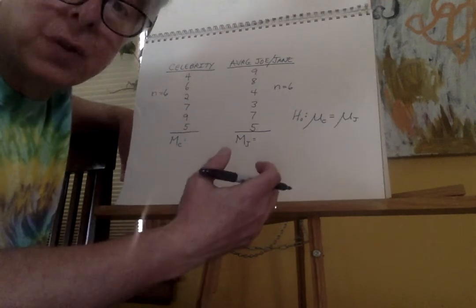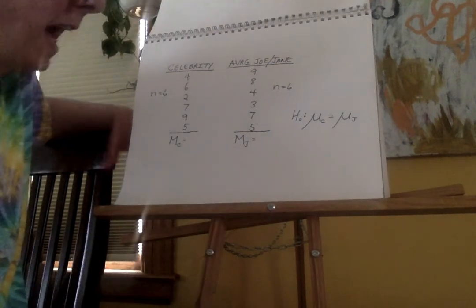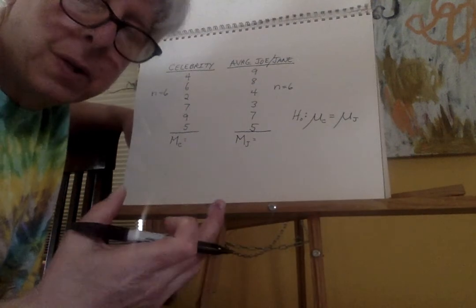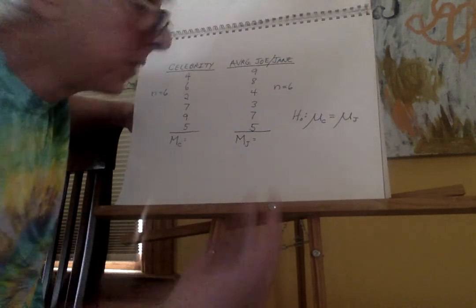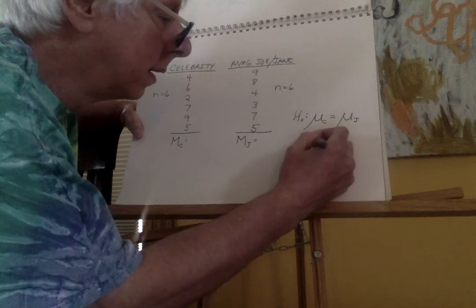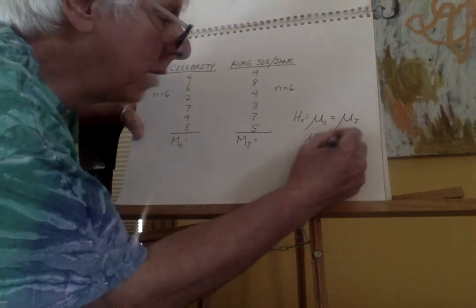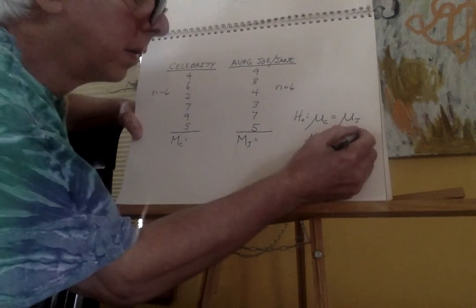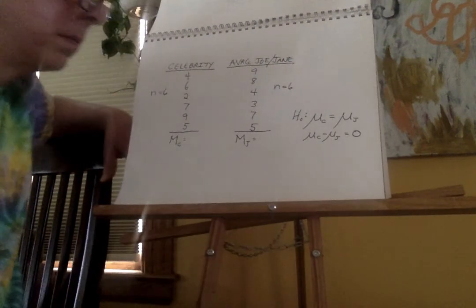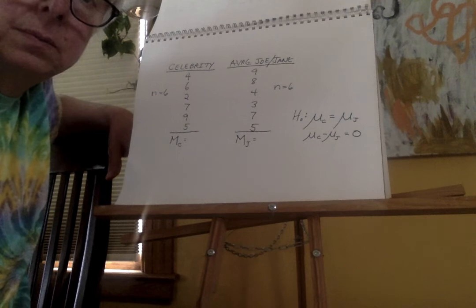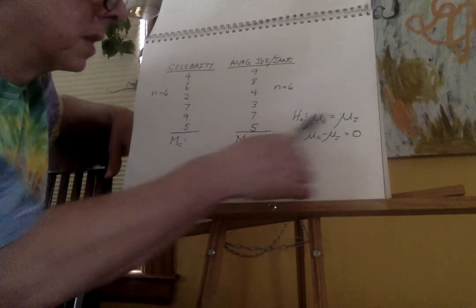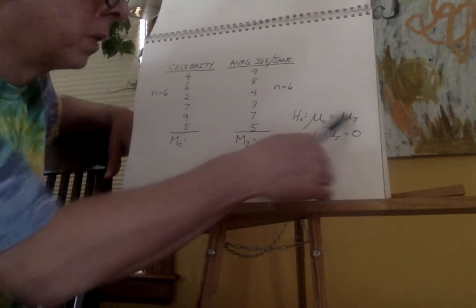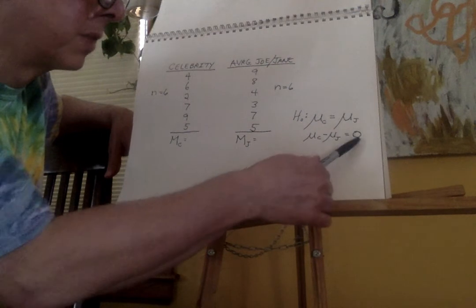There's no difference. And in fact, if I want to say there's no difference, why don't I subtract celebrity and Joe? If there's no difference, this would be 0, right? This is the same as this. If they're equal, when I subtract them, the difference will be 0.